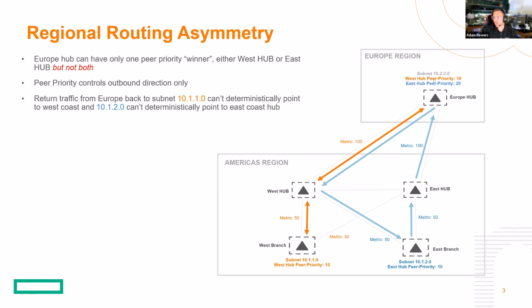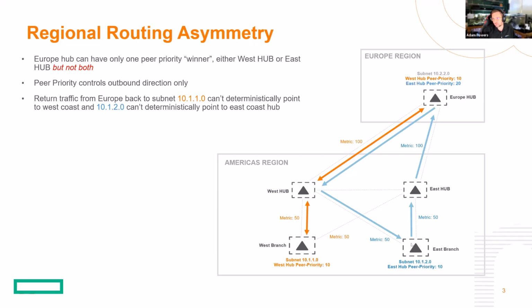If now we say, all right, I'm going to try to fix this. I'm going to go to my east hub and I'm going to specify west hub peer priority 10 and east hub peer priority 20. Well, now west is going to work just fine because it's going to send traffic. It's got peer priority set to 10 for the west hub. The traffic will go to the west hub. It will then go to Europe. And then because Europe has a peer priority of 10 specified for the west hub, the traffic will return back symmetrically every time.